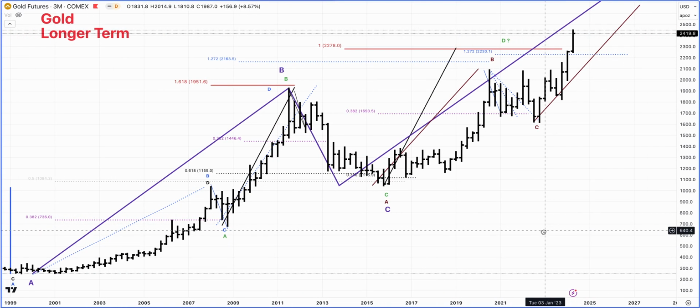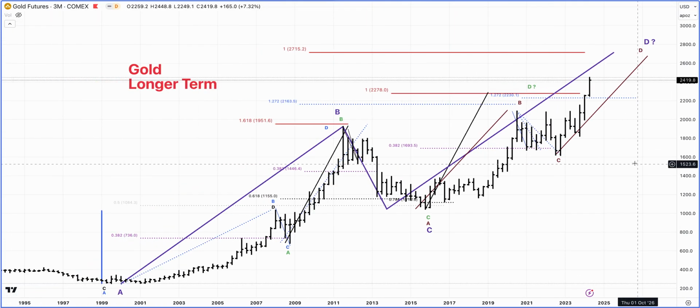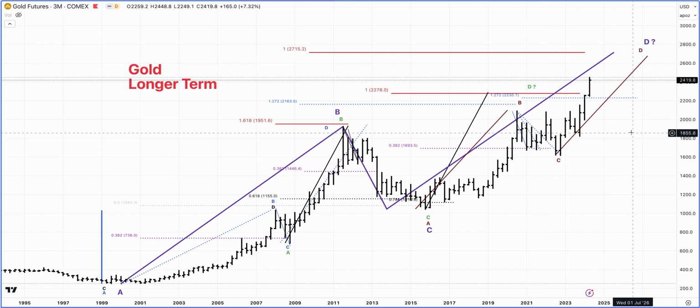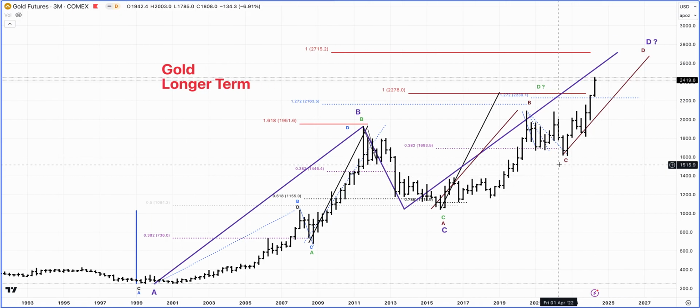So this chart is actually longer term. Each bar is a 3 month candle, and we have targets as high as 2700. So the gold has had a fantastic move. It's starting really this year in earnest around the month of February.